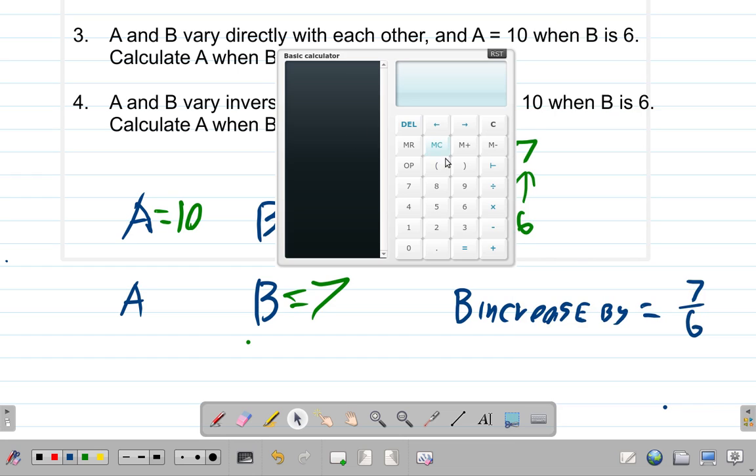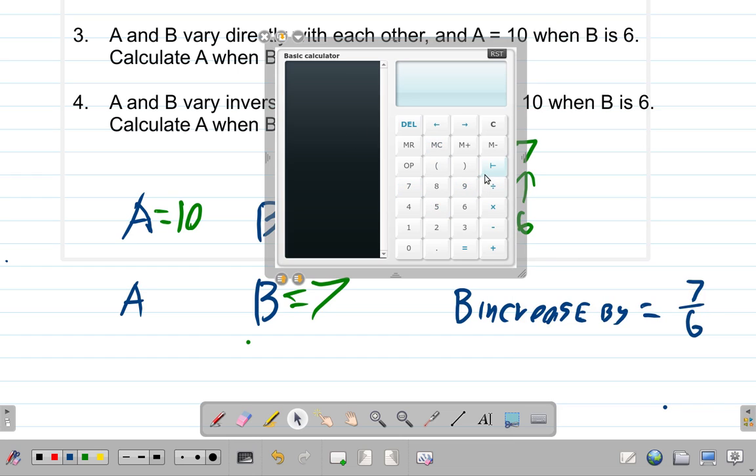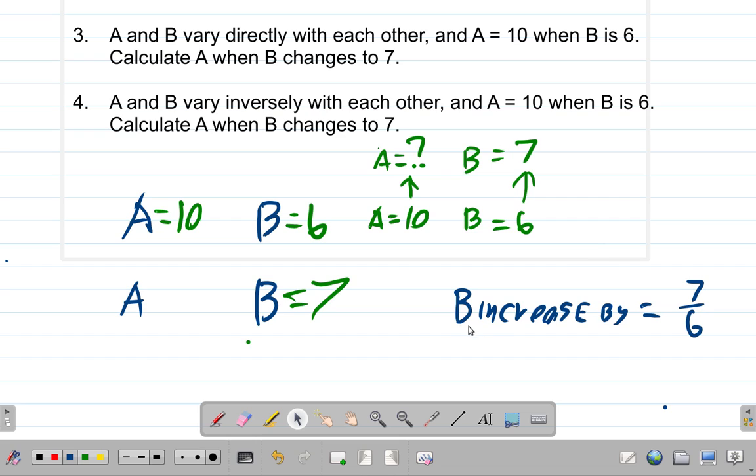Let's look at what happens here. 7 divided by 6 is what? 1.16. Alright, 1.16, which is 1 and 1/6, right? So this is equal to 1.16 as a decimal. Now the thing is, if you want to know how much A increases, just multiply A now by 1.16 and you see how much it goes to.